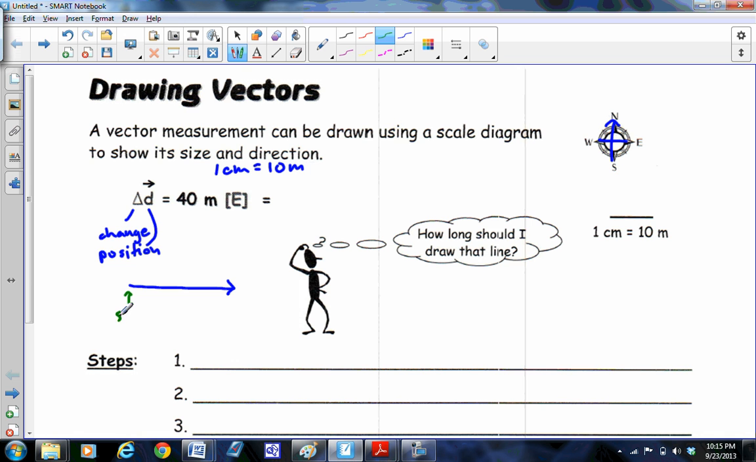So this line represents a change in position from where I start over here. So this is my start position. And over here, this is my end position. So this line represents this change in position. I went from here to here. This is 40 meters over to the east. So it's pretty straightforward. So let's just look at the steps that I did here.